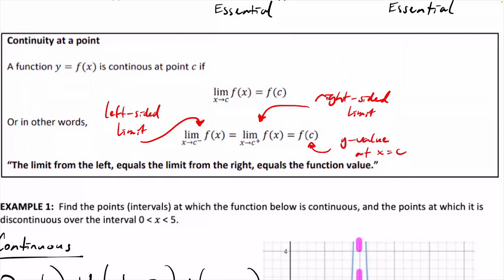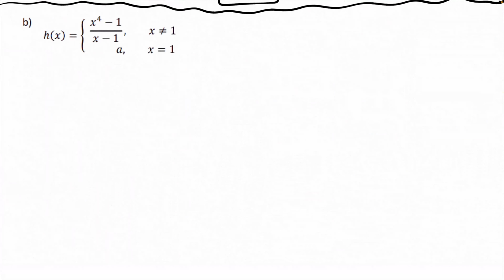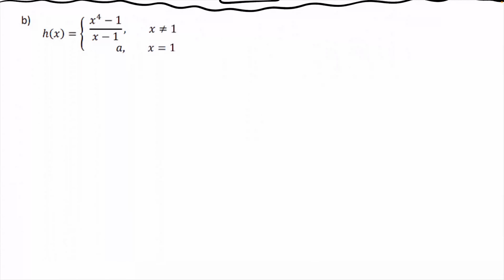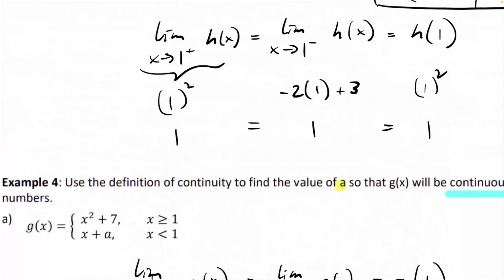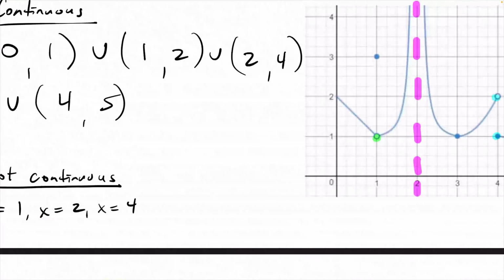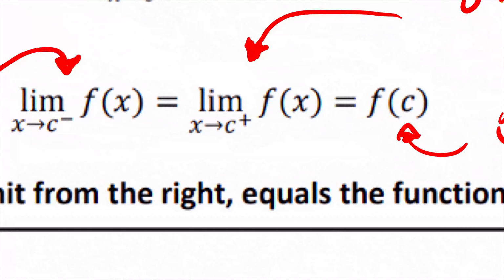So I think we left off at example 4B? Yep, 4B. This one was a little different. We're still testing continuity. Remember, when it says definition of continuity, that is this guy here. That's the definition, testing those three things.